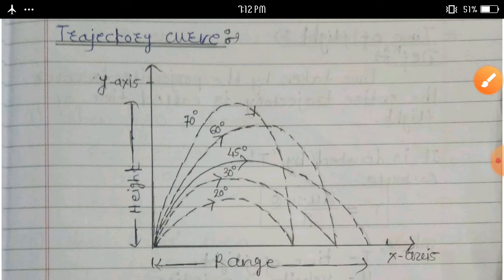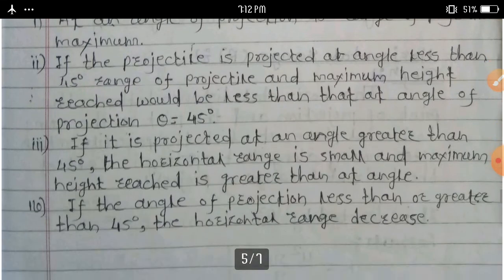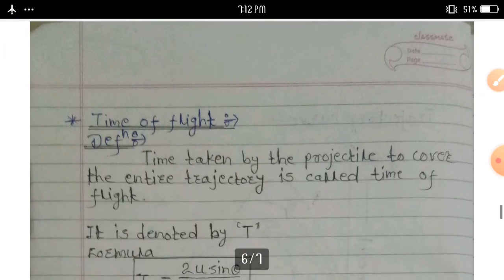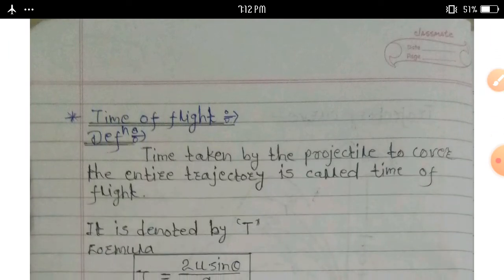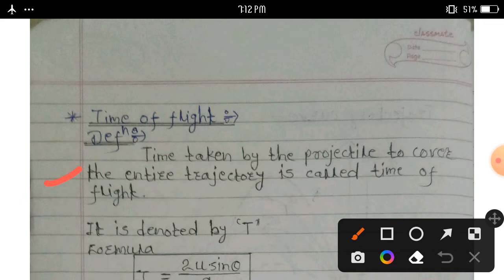And the last point, what is meant by time of flight? Definition: the time taken by a projectile to cover the entire trajectory is called time of flight. This time of flight is denoted by capital T.